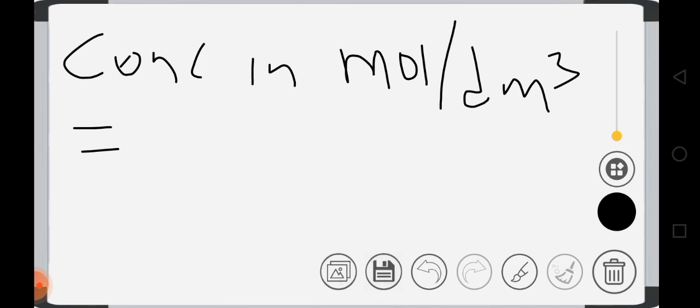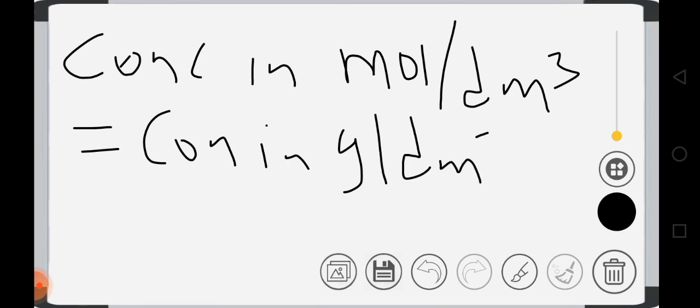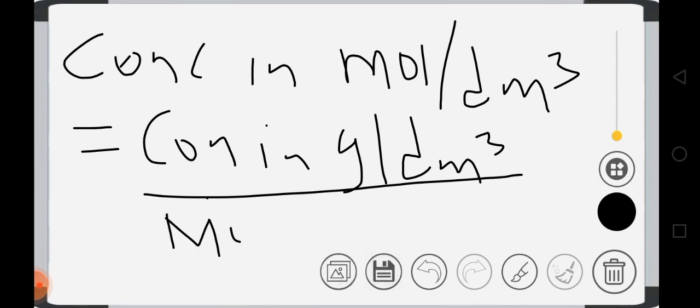This one is equal to concentration in grams per dm cube divided by molar mass. Take note of this. It's just like the first one we did. We are now making concentration in mole per dm cube, or molarity, the subject of the formula. So take note of all these relations and how to change the subject of the formula. It's very, very important.